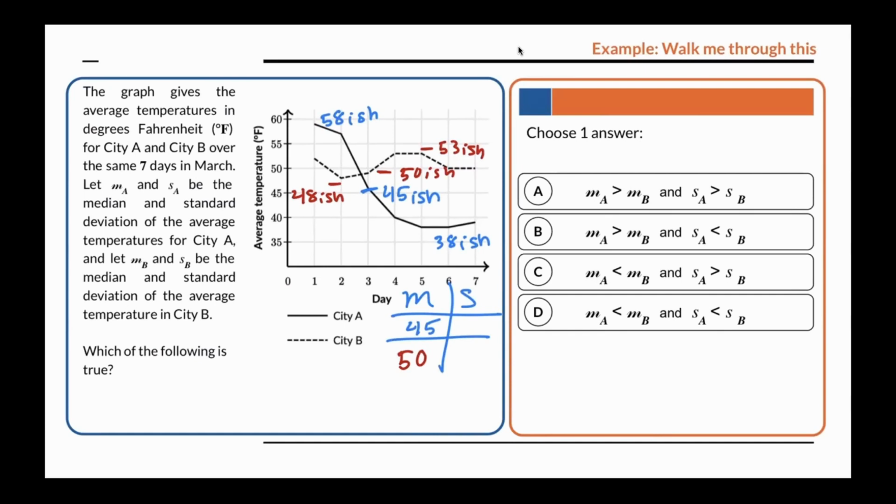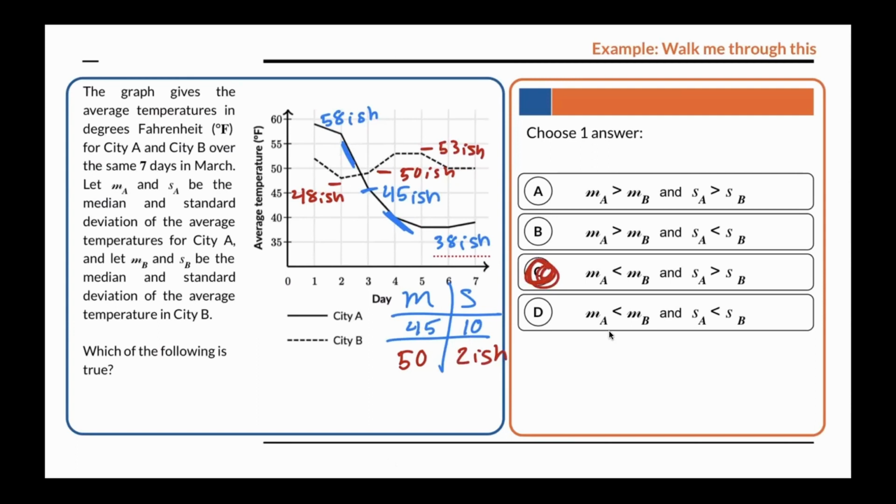So I would put it at, this difference between here is 7-ish and this is 13-ish, so let's just call it 10-ish. And the standard deviation between 50 and 48 and 50 and 53 is 2 or 3-ish. So let's call it 2-ish. Even if we made it 3, it should be the same. And what this tells us is that the median for city A is less than city B, but the standard deviation for city A is greater than city B, and that would be answer choice C. Does anyone have questions?